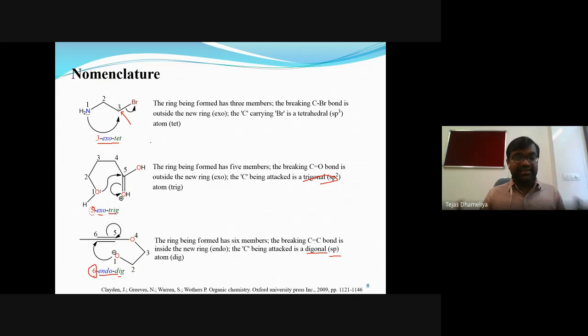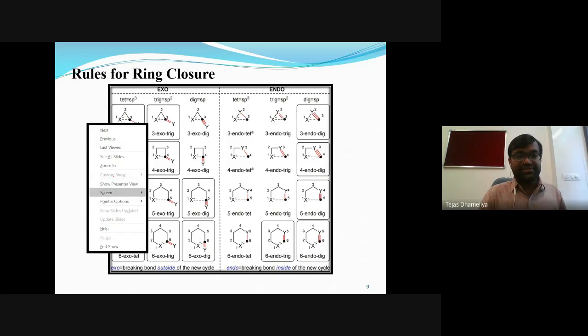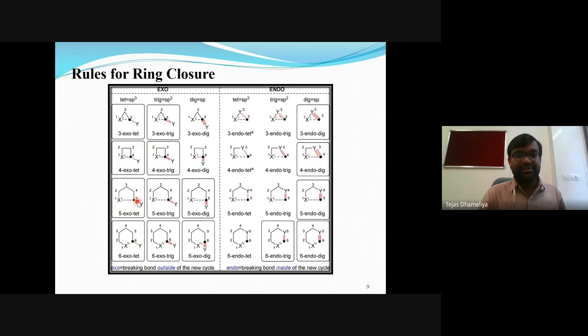3-exo-tet, 5-exo-trig, 6-endo-dig. So if you are given these kinds of rules, will you be able to learn that? Answer is yes, you can. You can recall 3-exo-tet, 4-exo-tet, 5-exo-tet, 6-exo-tet. Then 3-exo-trig, 4-exo-trig, 5, 6 exo-trigs. Then similarly 3-endo-dig, 4-endo-dig, 5-endo-dig and 6-endo-dig. Remember, endo means the breaking bond is inside the new cycle. And exo means the breaking bond is outside of the new cycle, or the ring which is going to be formed.